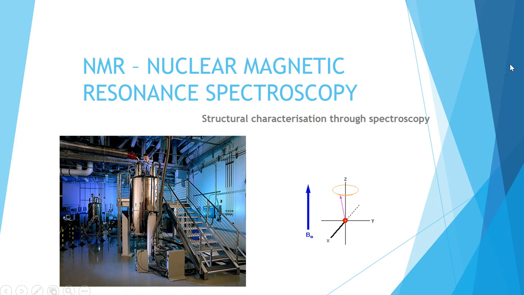Okay, well, let's get started with looking at some of the theory behind nuclear magnetic resonance spectroscopy. We've had a little bit of practice at looking at what these spectra look like, but let's start looking at what the science is behind it. This picture here is actually about a 600 megahertz NMR.